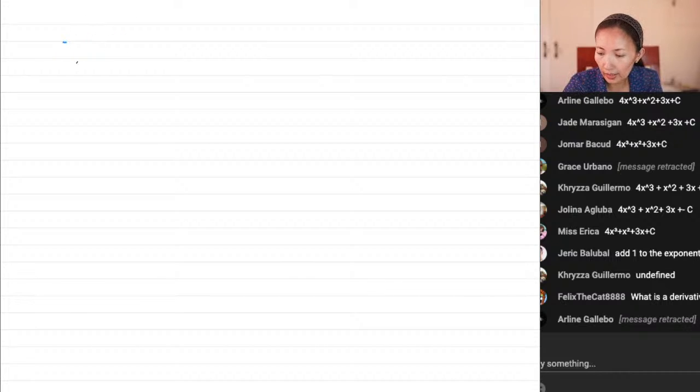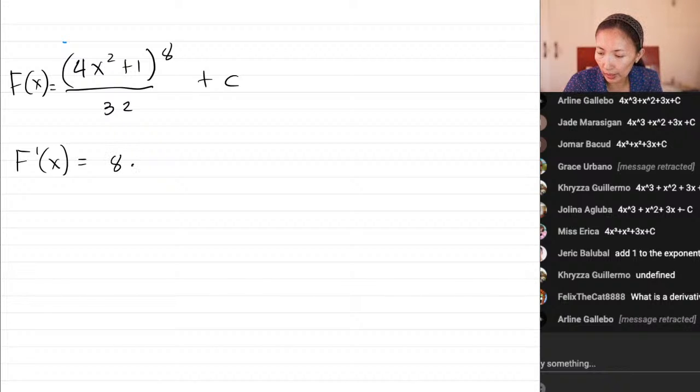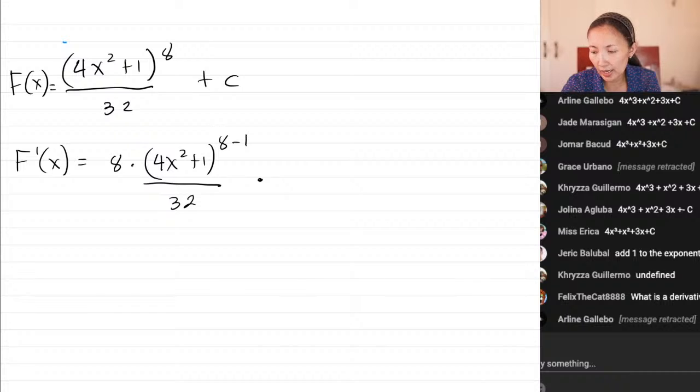Okay, (4x squared plus 1) raised to 8 over 32 plus c. So let this be our f of x. If we get its derivative, f prime of x will be, what will this be? Exponent 8 times (4x squared plus 1) raised to exponent minus 1, over 32, times the derivative of the quantity inside the parenthesis, which is 8x.